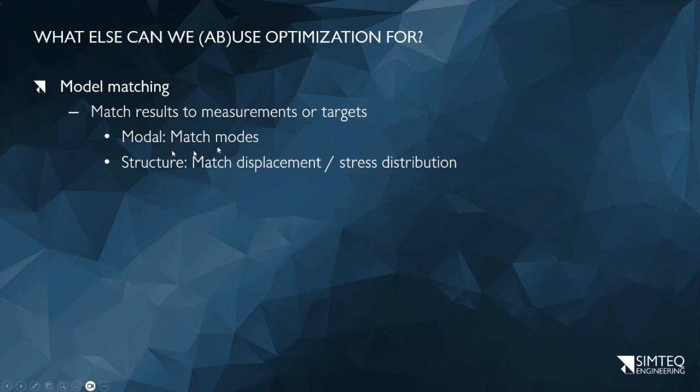So we can also use this to match modes. So how do I minimize the difference between my original model and what I want in the model? A good example is modes. I ran the analysis and my first mode is at 10 Hertz according to the analysis. In the manufactured part, it was measured at 9.3 Hertz. How do I optimize?